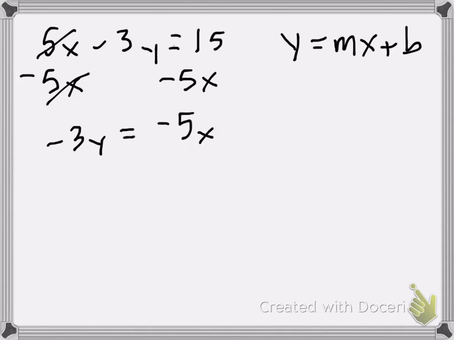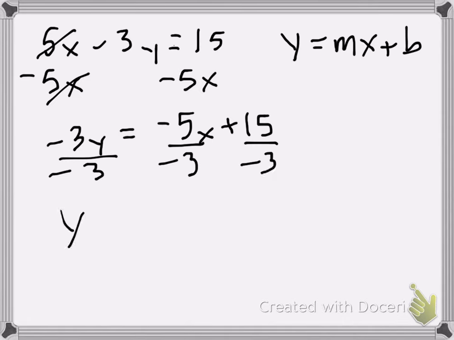These terms you can't combine because they're not like. We'll divide here to get the y by itself. I'll do it on each term. When we're dividing out like that, you need to watch our signs. Here, the negative 5 divided by negative 3, and negative divided by negative is going to be a positive 5/3. And then 15 divided by negative 3 is negative 5.